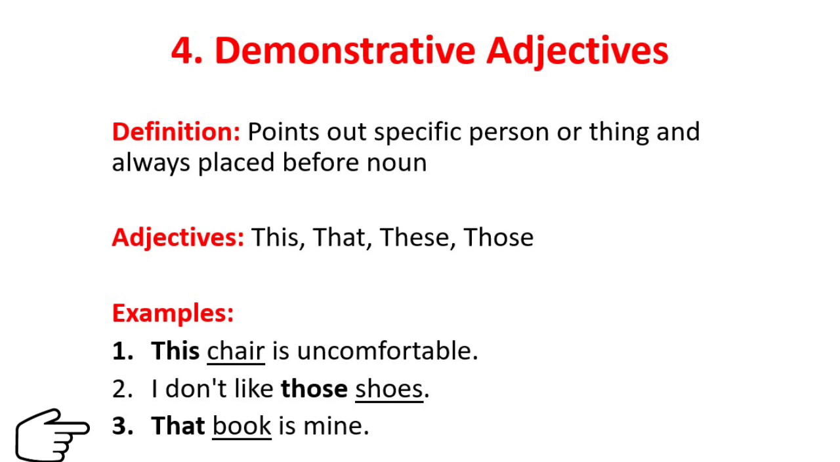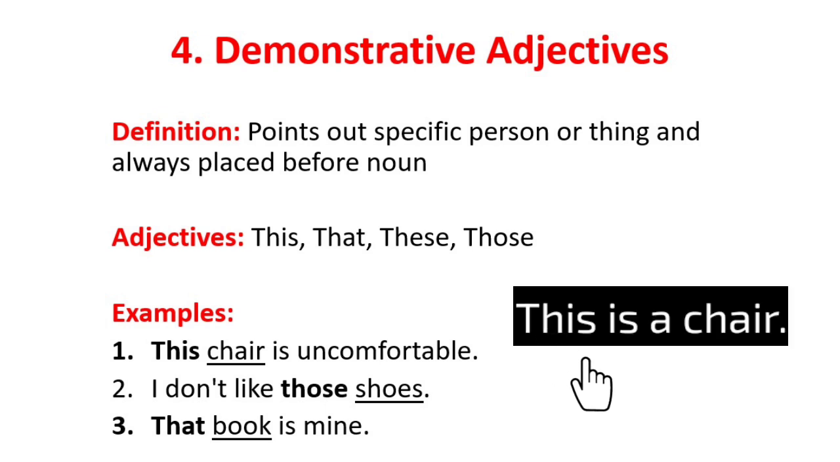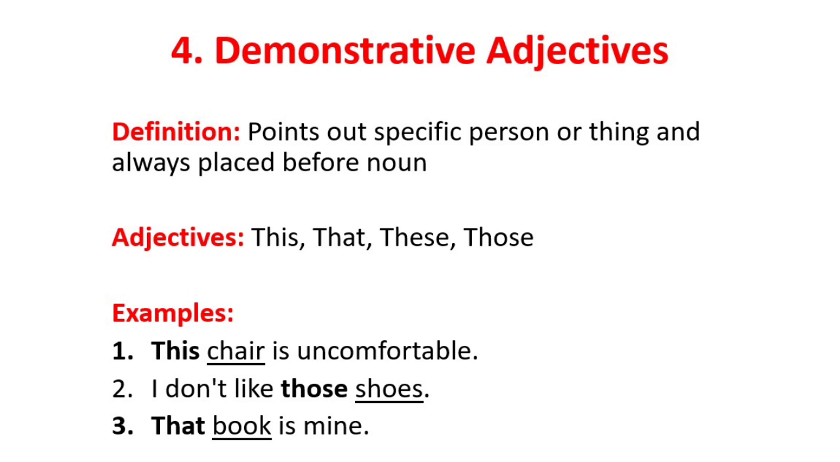Now if you see the difference between a demonstrative adjective and a demonstrative pronoun, if I take one example of a demonstrative pronoun, it will be like this. This is a chair. So here this is not coming before the noun. Is is not a noun, right? It is a verb. Whenever this does not come before a noun, it becomes a pronoun. And if this is coming before a noun, it becomes an adjective. This is how you have to remember.